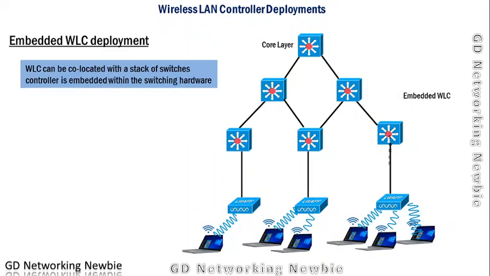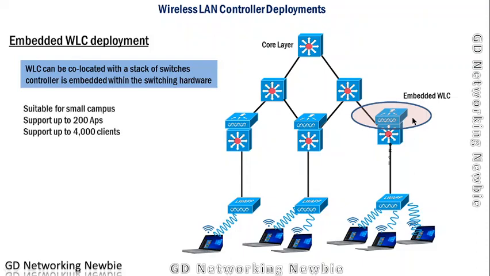Then we have the embedded WLC. In this case, the WLC can be co-located within a stack of switches. The wireless LAN controller is embedded within the switching hardware. Such a deployment is suitable for a small campus, which supports up to 200 access points and 4,000 clients.